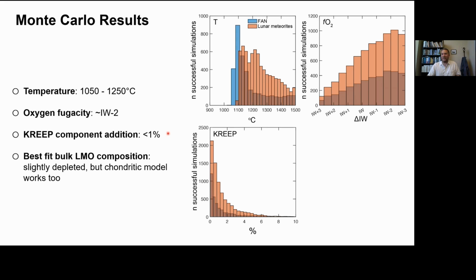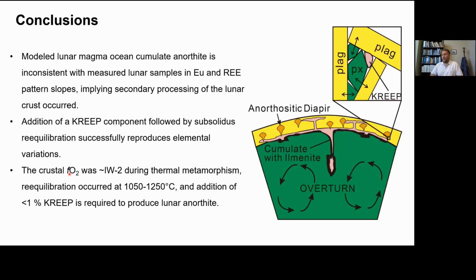or produced this subsolidus reequilibration that seems to be required to have evolved the lunar crust after the magma ocean stage. And I will say, we actually found that a slightly depleted bulk moon produced a larger number of successful simulations than a chondritic one, but both cases worked. And I'm not going to go into the implications of how the moon might be slightly depleted, but I'm happy to talk about that after the talk, if anyone's interested.